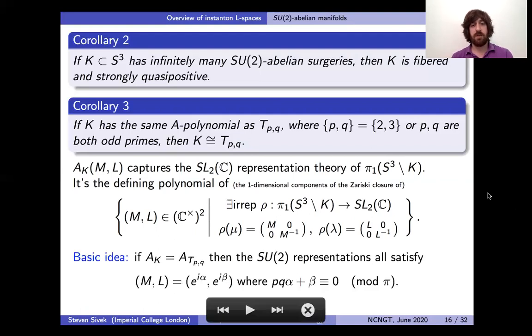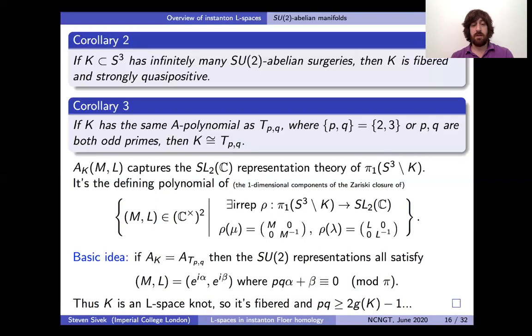So the basic idea is, well, this is something about SL(2) representations, but if K has the same A-polynomial as a T(p,q) torus knot, then in particular, SU(2) representations are SL(2) representations. So they all satisfy this constraint that M looks like e^{iα} and L looks like e^{iβ}, where pqα + β is 0 mod π. In other words, they lie on these lines of slope pq. And this says, by the argument from a few slides back, that K has to be an instanton L-space knot. And so we know from properties of this that K is fibered, and that the slope pq has to be at least twice the genus of K minus 1.